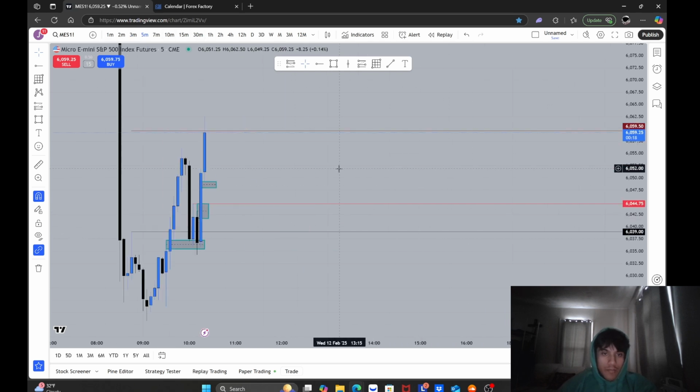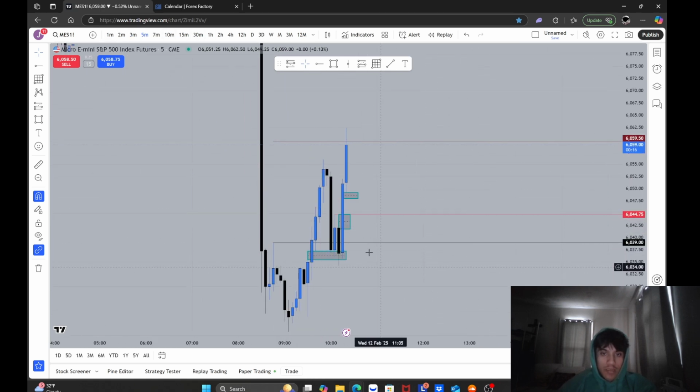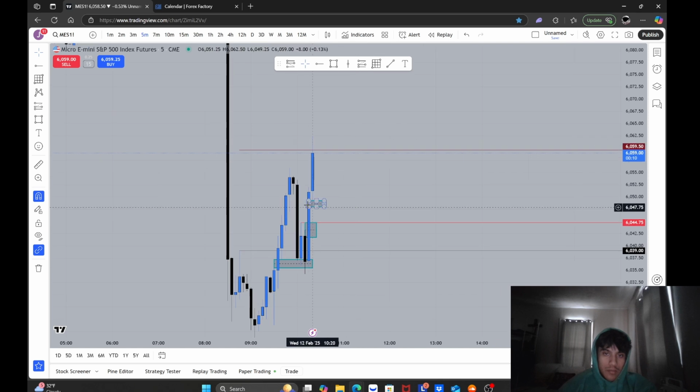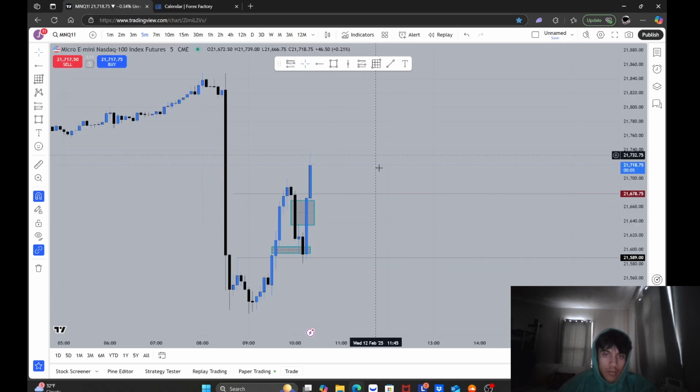I figured, because we respected the last imbalance even though we inversed these. We respected the last one. I mean, we broke structure and inversed this one in 1 candle. NQ's pumping.